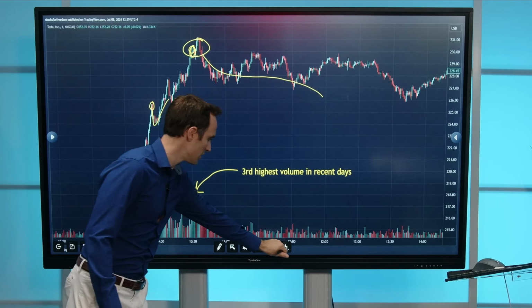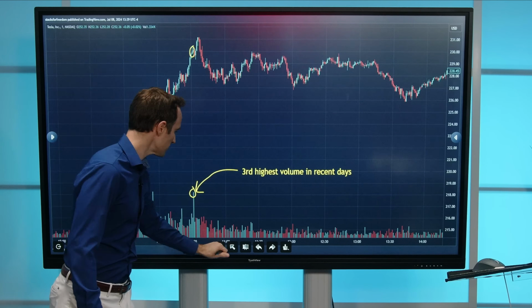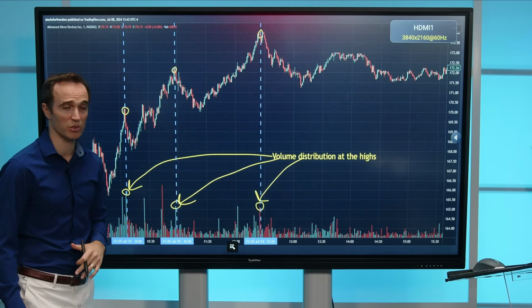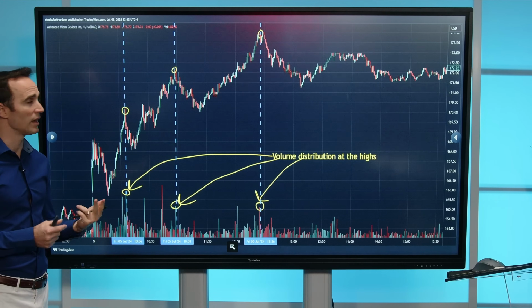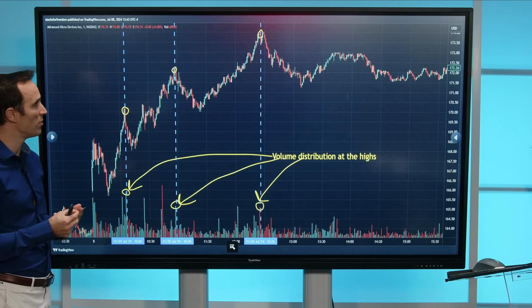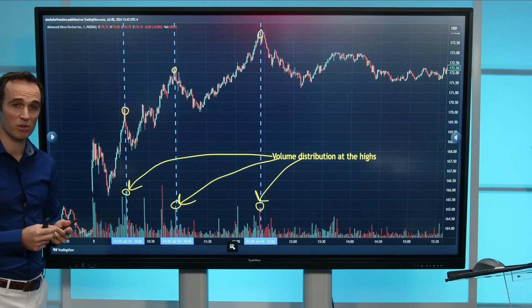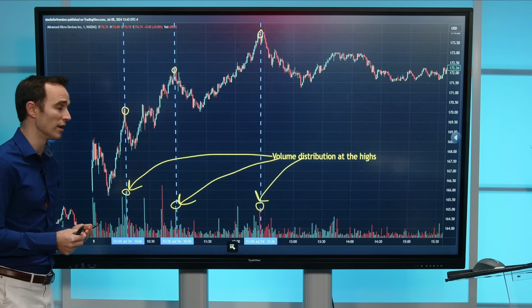So this is something that I'm watching every single day when I'm trading. It allows me to stay in trades longer. It allows me to be more precise with my add levels and my entry levels.